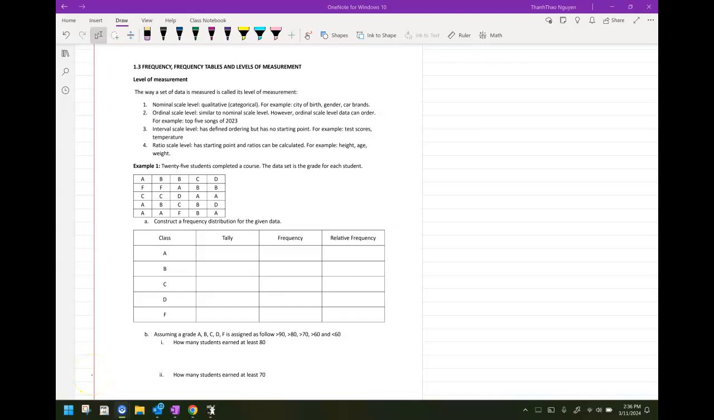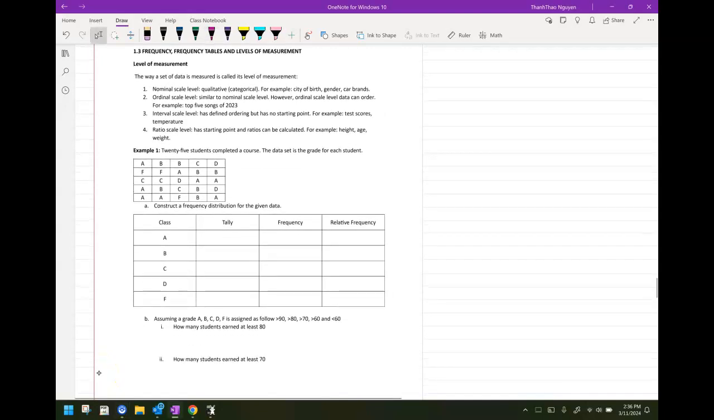Frequency table and level of measurement. This is a recap of our previous section, level of measurement. The way a set of data is measured is called a level of measurement. We have nominal scale, ordinal, interval, and ratio. Nominal scale level is qualitative, categorical. For example, the city of birth, gender, the car brand.